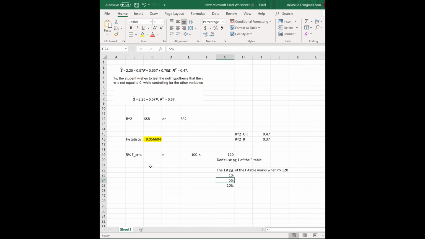Wait, so you said don't use the first page when it's under 120? Yes, don't. But it only goes up to 30 degrees of freedom. I'm sorry, no. Are we looking at the same sheet? What you are saying is, okay, it's not n, it is just the number of, that's the numerator degrees of freedom.